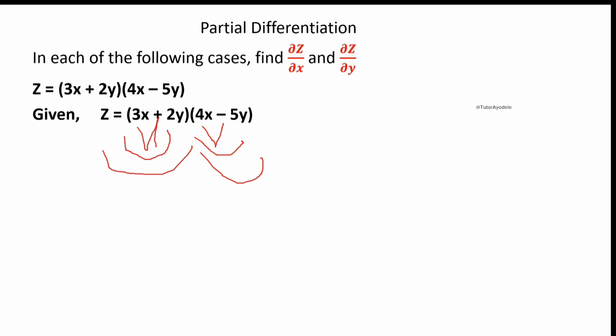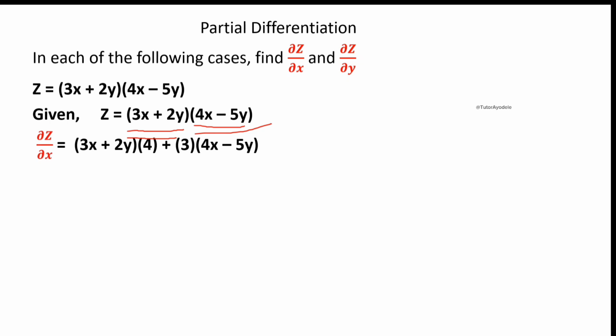So to do that, I will keep this one constant. I will differentiate this with respect to x, plus I will then keep this one constant, then differentiate this other one with respect to x. So let's go on by saying, now if I keep this one constant, let me erase it. Now if I keep this one constant, I will have something like this. That is, I will not differentiate it, right?